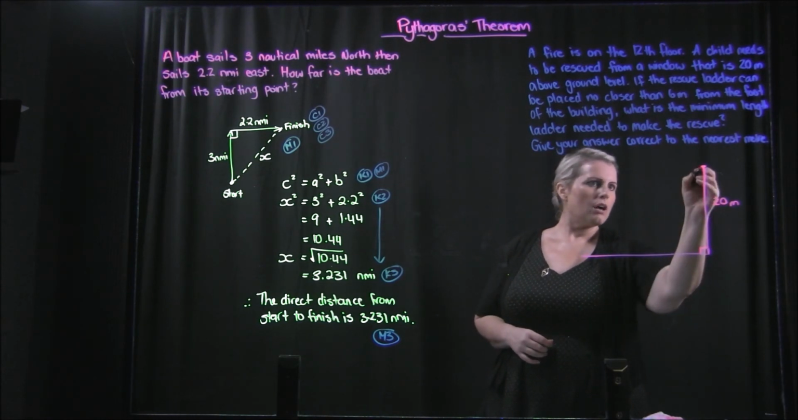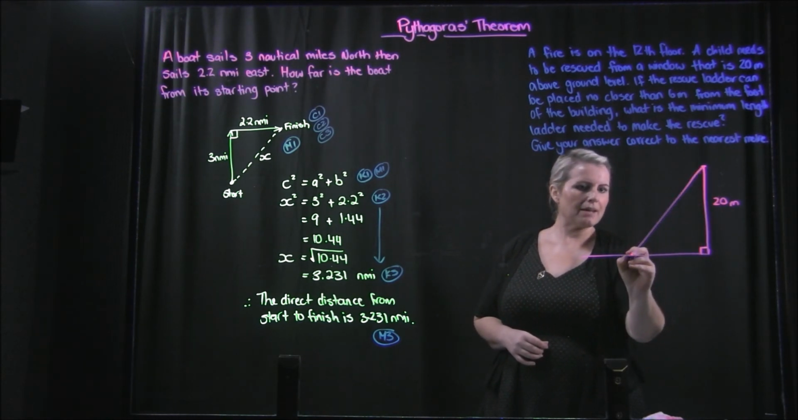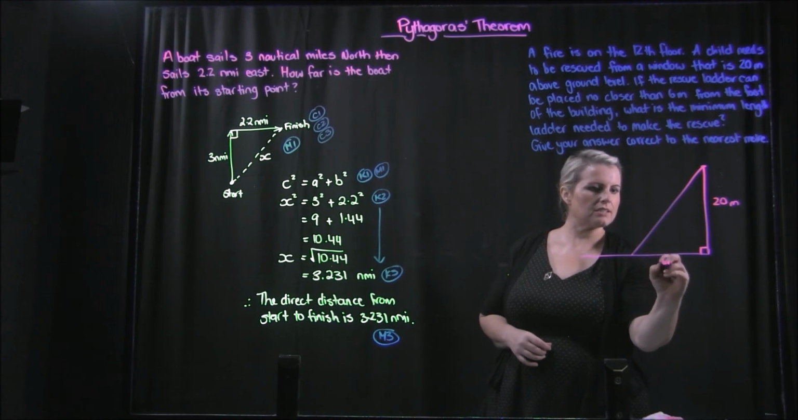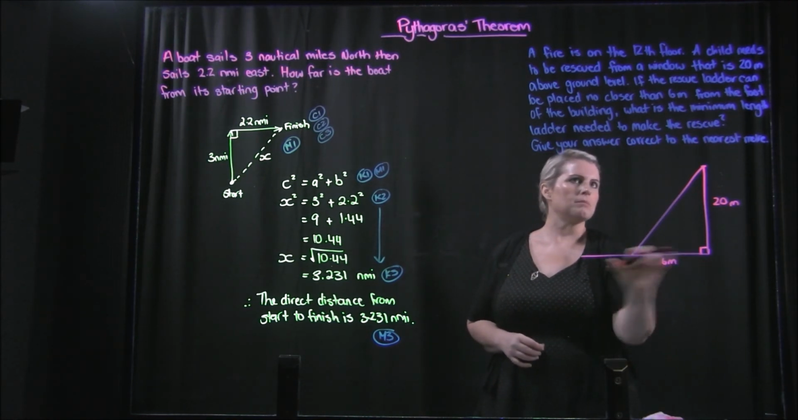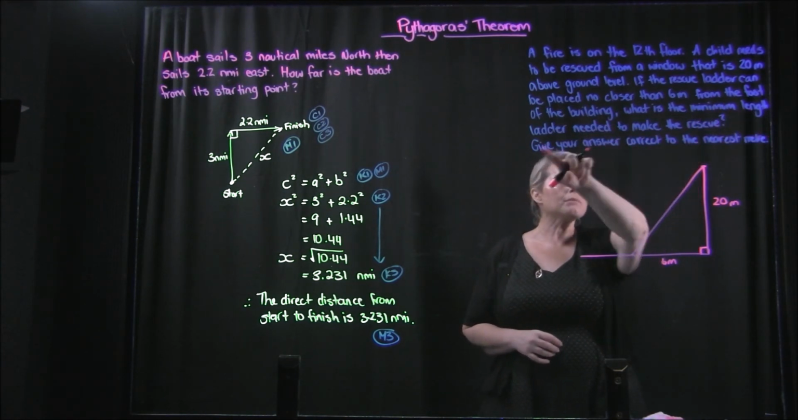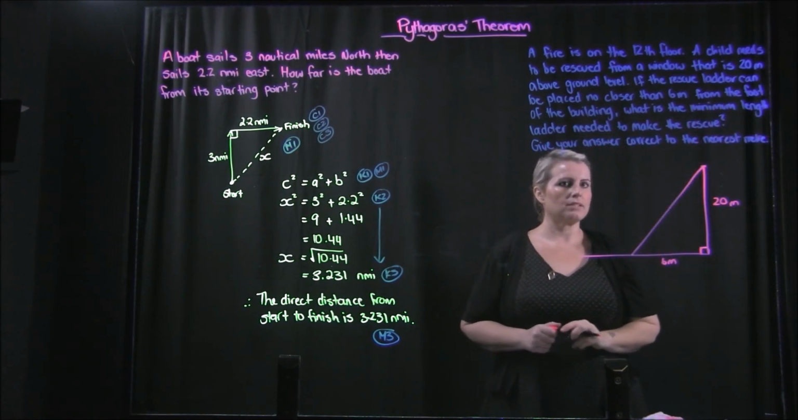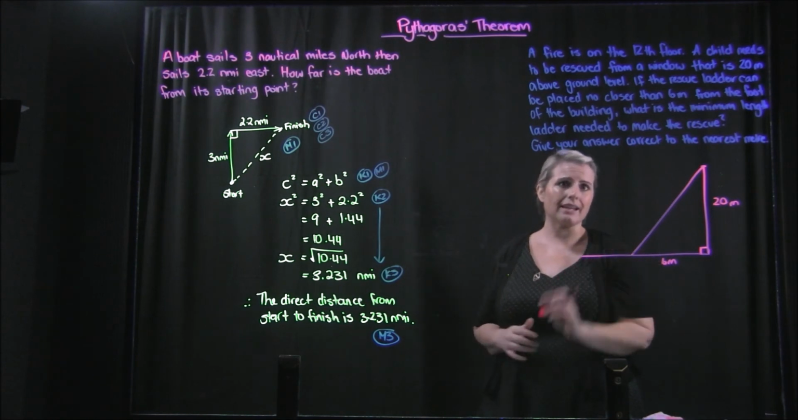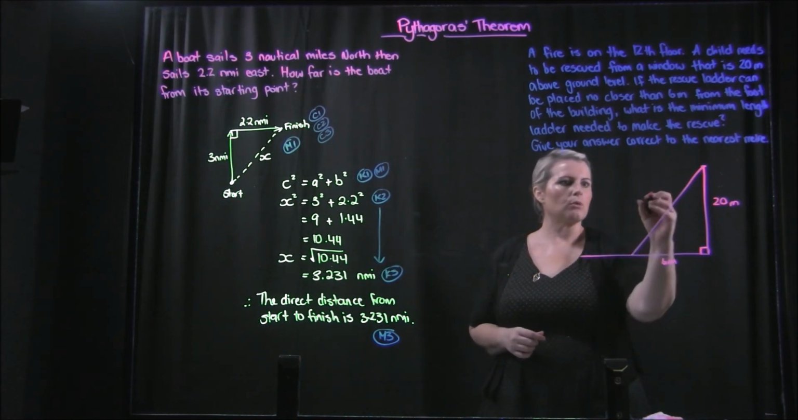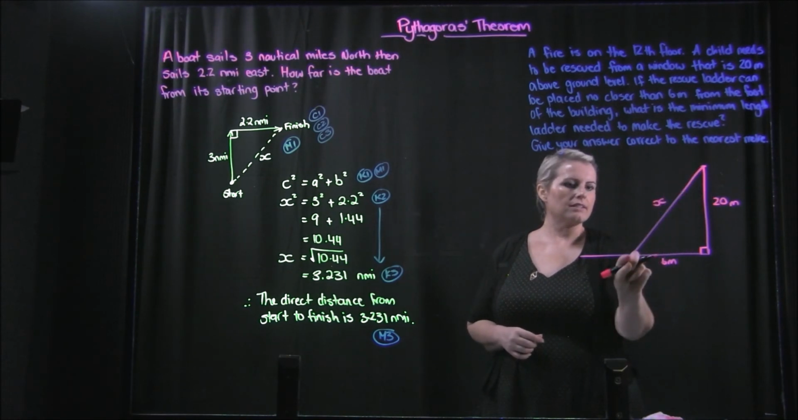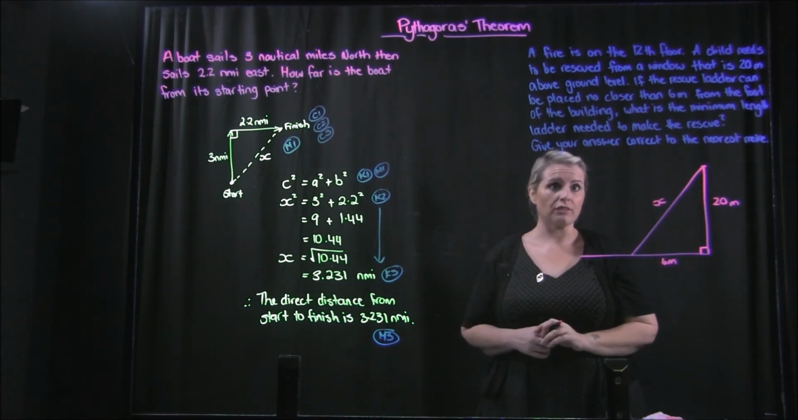So my ladder needs to come out like this, and this distance needs to be no closer than 6 metres. That is the minimum distance. So, minimum length ladder needed to make the rescue. I need to place it at minimum distance in order to get the shortest ladder possible. This is the distance that I'm trying to find, the length of the ladder.